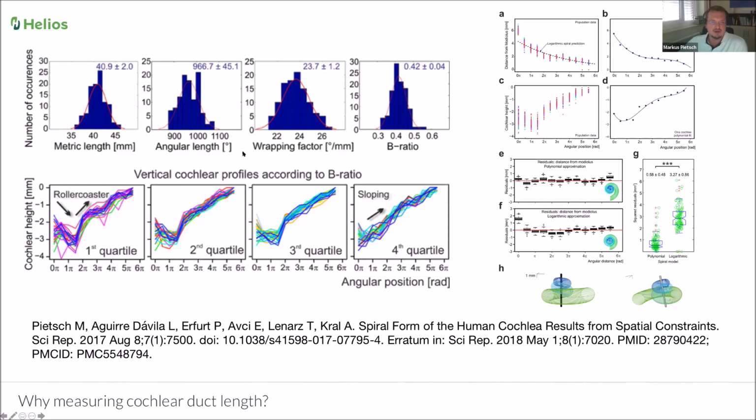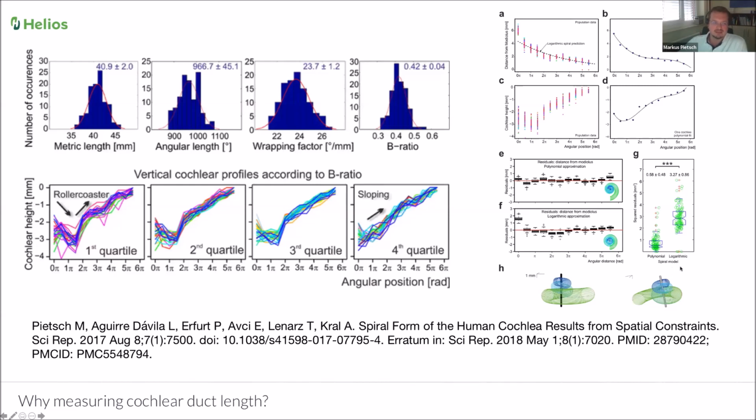Because you can imagine that the roller coaster profile is way more dangerous for insertion forces and for destructions if the electrode tip is guided towards the basilar membrane. Another finding we saw very well was that you cannot describe the cochlea as a logarithmic spiral. We found a much better residuals if you use a polynomial spiral model.